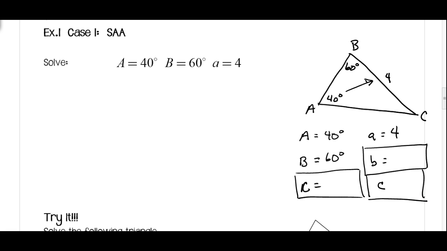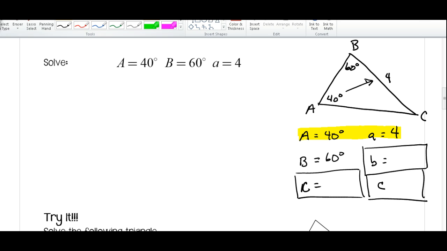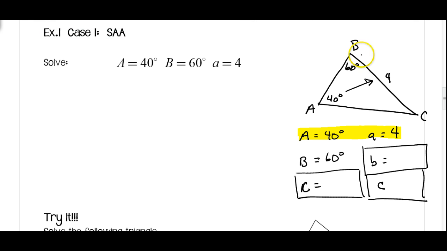Alright, so if you notice, when you're using law of sines, you have to be given one angle and one side that goes with it. So in this case, we are given this. So let's keep that in mind. And then we know from geometry that the sum of the 3 angles in a triangle is 180. Since I know 2 of these, I can find the third one.